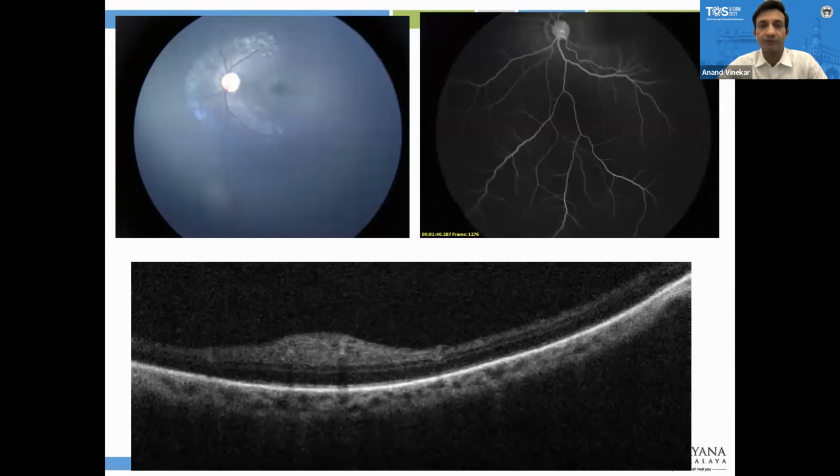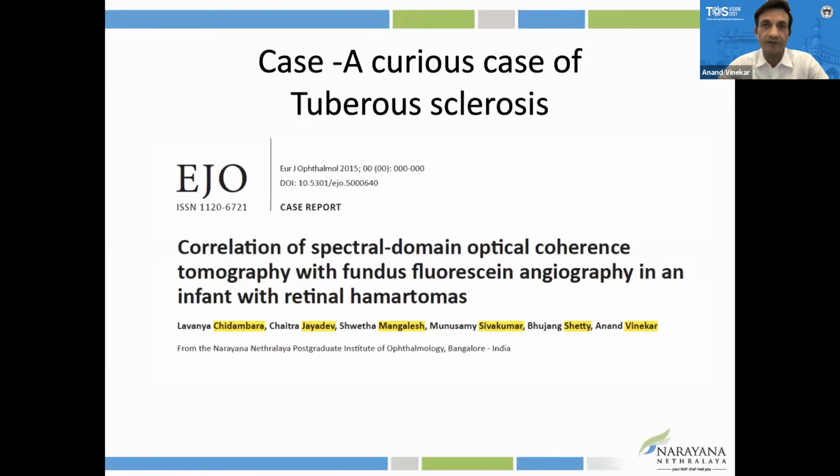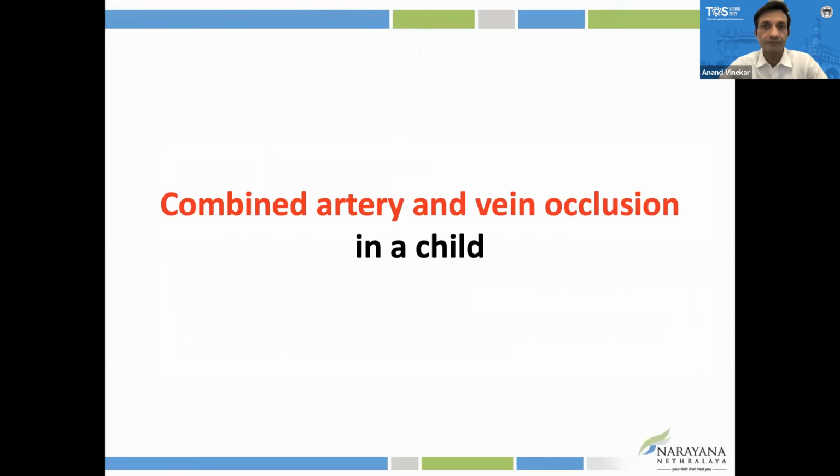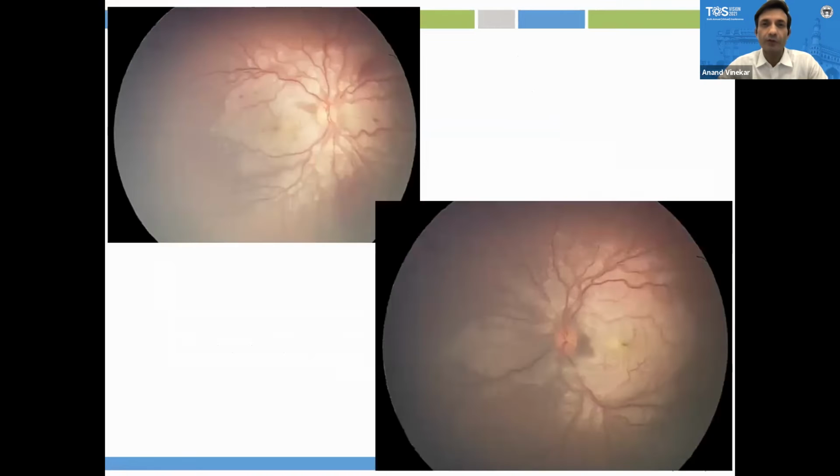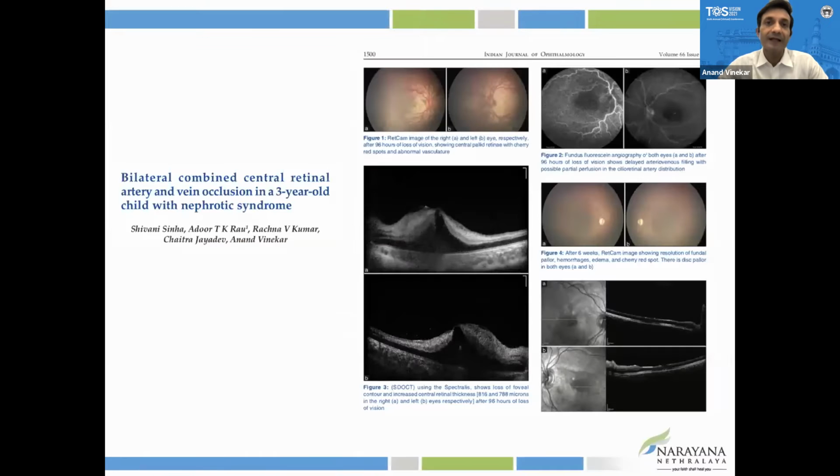And the important thing is, of course, you co-manage these cases with the treating pediatrician. A combined artery or just a single artery or a vein occlusion in a child is not that common. If you see something like this, a bilateral combined artery and vein occlusion, and this child came to us at PL hand motion vision, and clearly because of the sparing of the cilio-retinal artery distribution, this child eventually became 6/12.